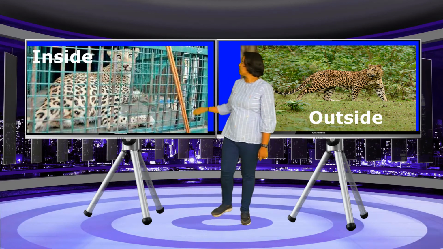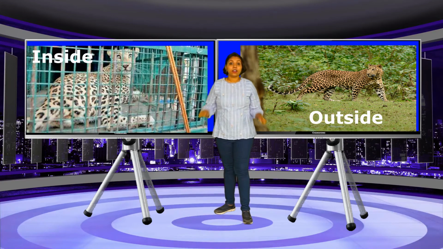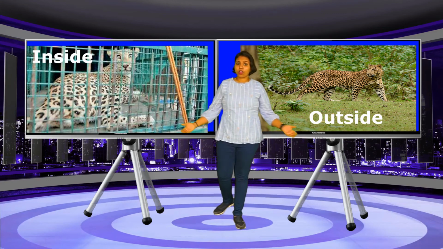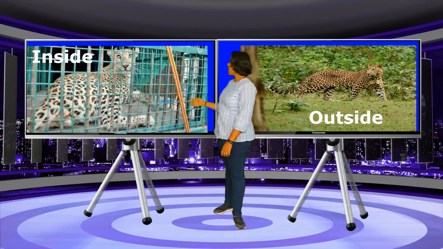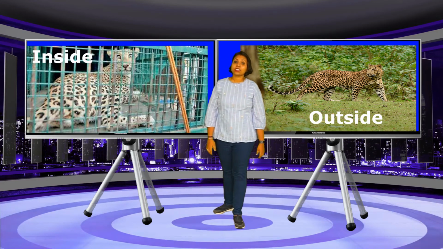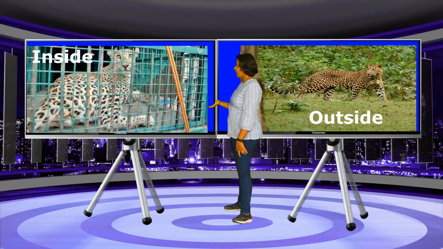So here you can see this is a wild animal. What is its name? This is a leopard. Yes, this is a leopard. The leopard is in the cage. You must all have visited the zoo, and in the zoo you must have seen the leopard which is inside the cage because it's a wild animal. It can harm us. So it is inside the cage.